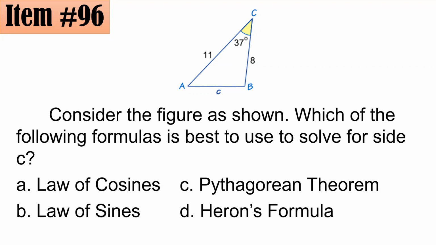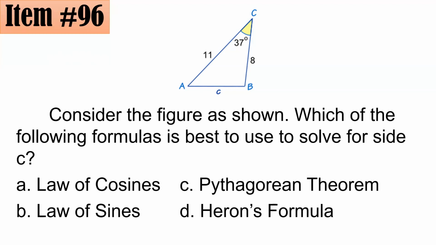Take note, you can use the Pythagorean theorem if you have a right triangle here. In this case, hindi siya. We cannot use Heron's formula because usually for Heron's, you are given the length of the three sides, and you are also given the area of your triangle. So we have to choose either law of sines or law of cosines.